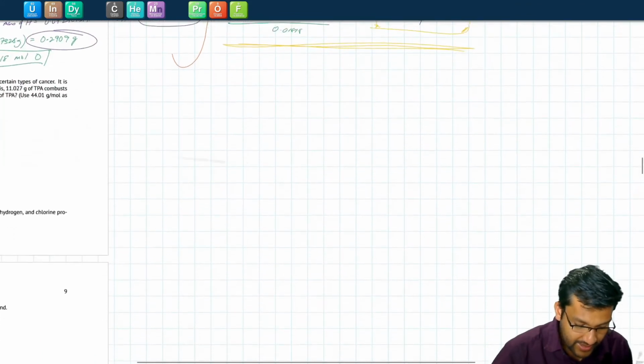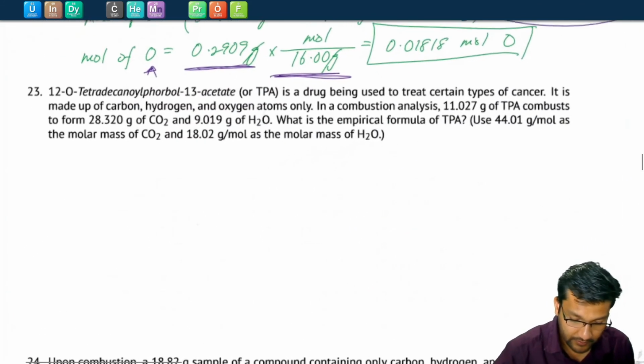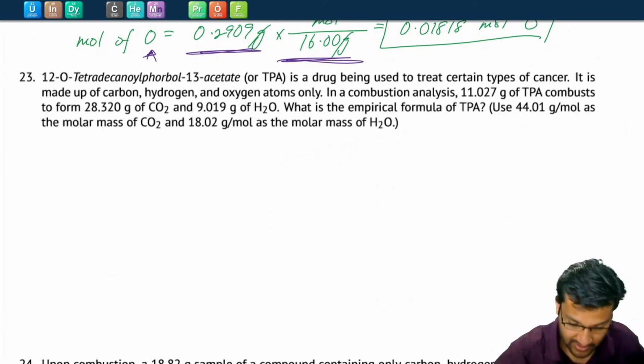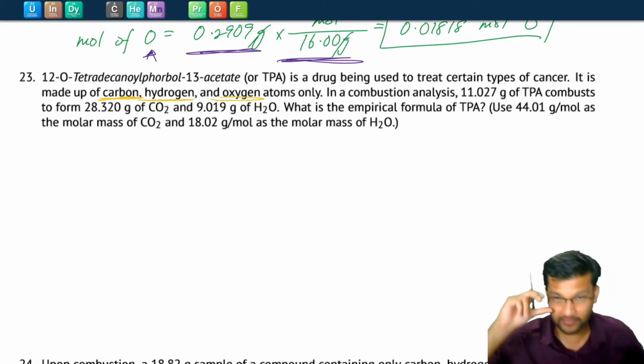All right, with that, I want you to pause and answer the next question, number 23. It's very similar. It might look very complex, but it's another combustion analysis problem. Here we again have a compound with carbon, hydrogen, and oxygen. See if you can figure it out.